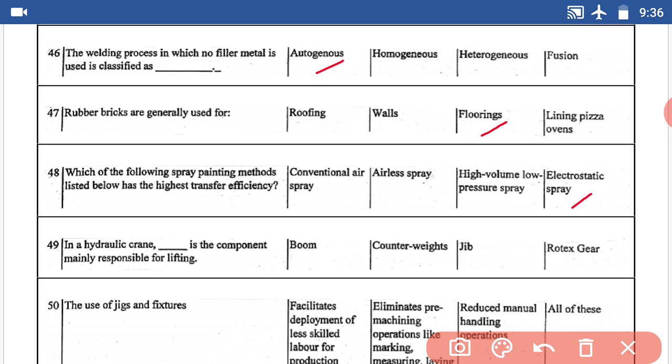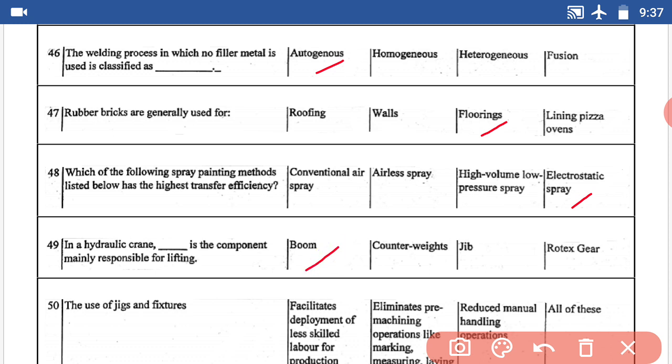Question number 49. In a hydraulic crane, dash is the component mainly responsible for lifting. This question's answer is boom. Answer A is the correct answer.